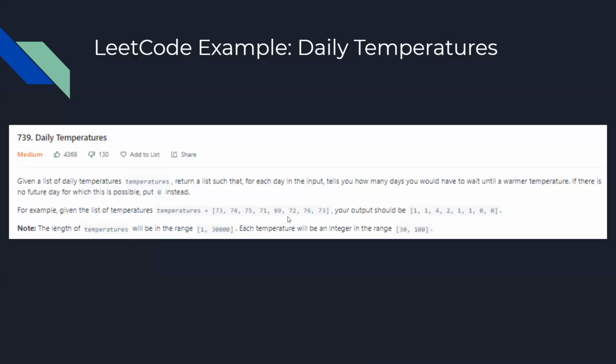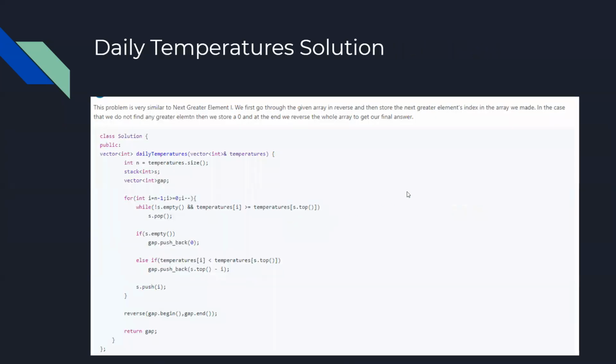Okay, so this is my solution for Daily Temperatures. Basically, what we did here is that we first go through the given array in reverse, as we can see in the conditions for the for loop, and then store the next greater element's index in this array that we made here. Basically, we called it a vector of ints called gap.